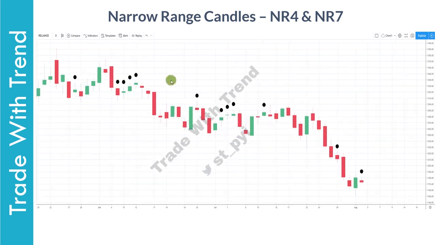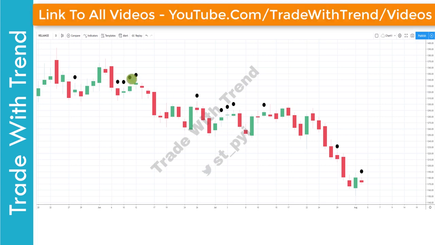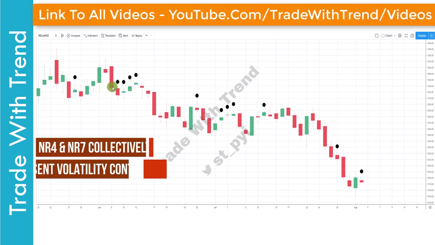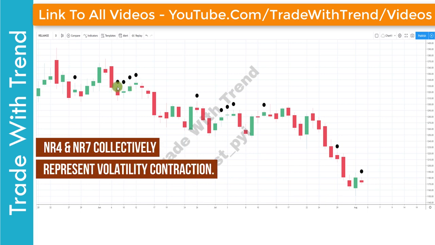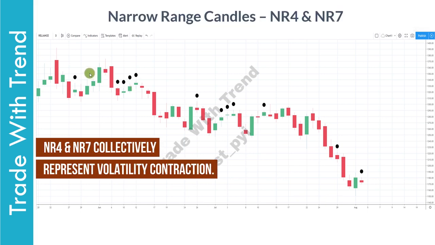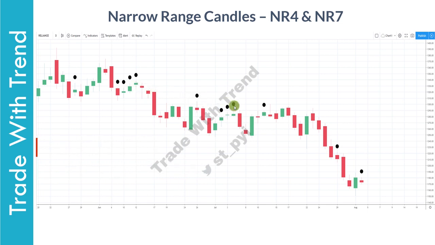Let us now look at narrow range 7 candles, also known as NR7. Like NR4, NR7 candles have the range smallest among the last 7 candles on the chart. In this chart, I have marked out NR7 candles in all these instances that you can see. Each candle, if you see, has the smallest range when compared with the last 7 candles. This includes the current candle as well. If you look at this candle here, the range of this candle is the smallest among these 7 candles here.